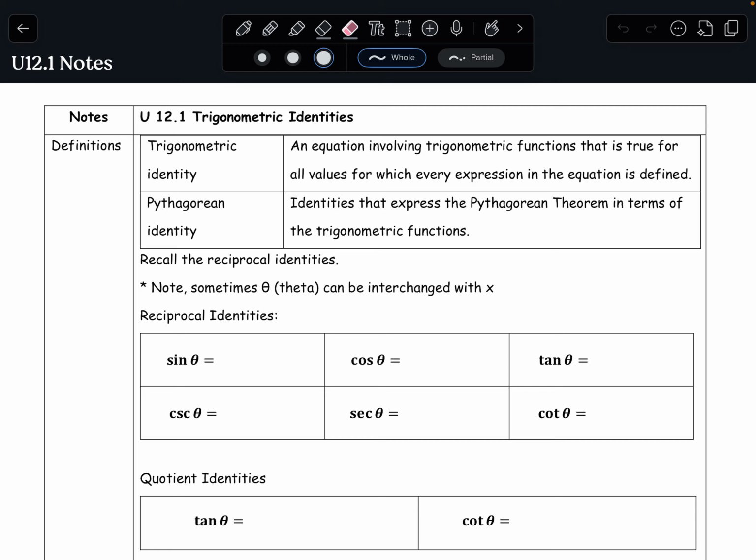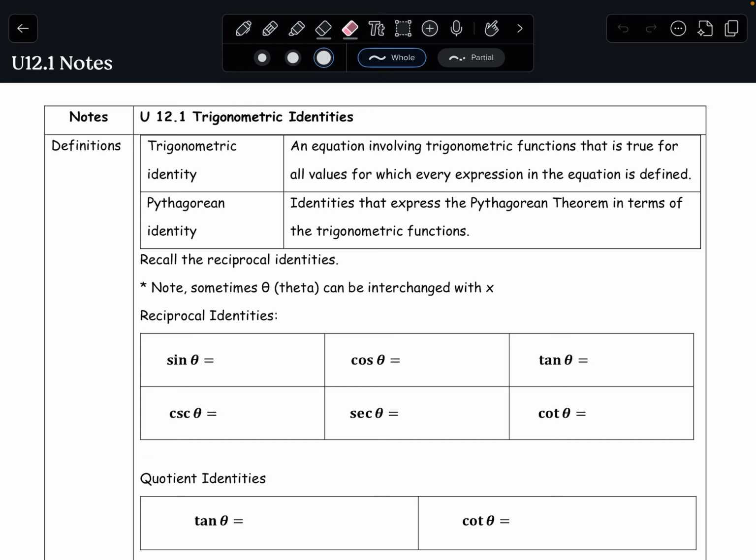So to begin, let's start with some definitions. A trigonometric identity is an equation involving trigonometric functions that are true for all values for which every expression in the equation is defined. A lot of words, we're going to talk about it later. A Pythagorean identity is an identity that expresses the Pythagorean theorem, a squared plus b squared equals c squared, in terms of trigonometric functions.